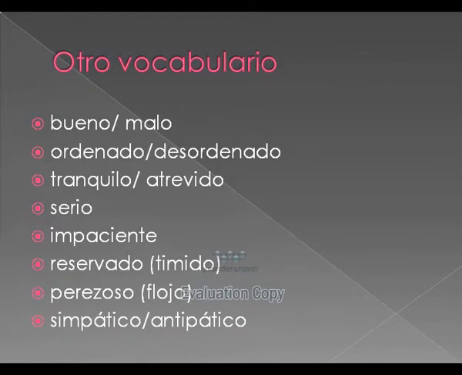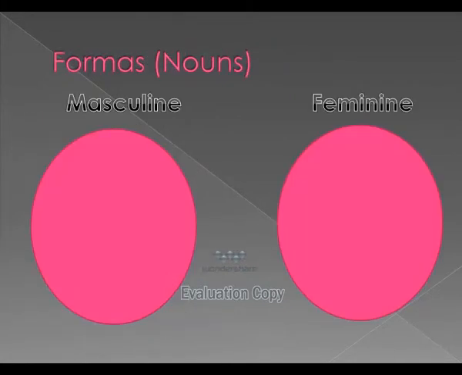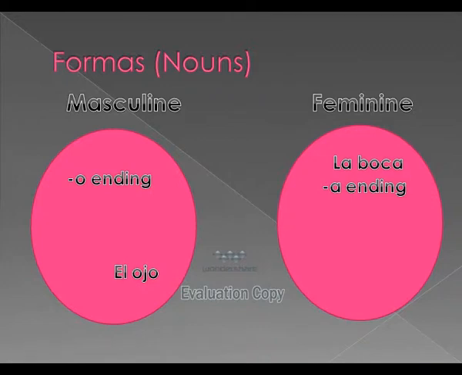Otro vocabulario destacado que quiero señalar. Some other words. Now, guys, we're going to have a little repaso, a review about what we already know about gender and nouns. So we have masculine nouns and feminine nouns. Masculino y femenino. Masculine nouns usually have an O ending. That's what we learned to look for. And feminine nouns, usually an A ending. Like the word el ojo, the eye, and la boca, the mouth.